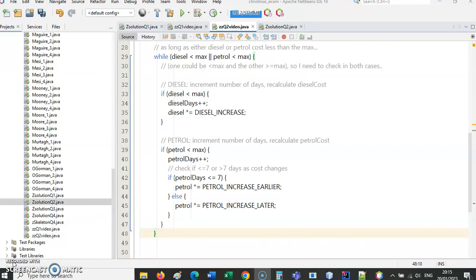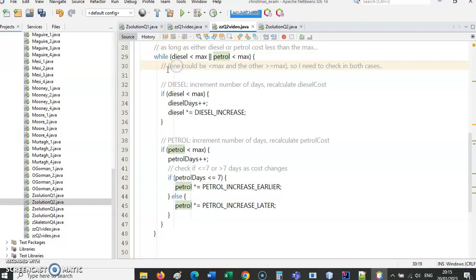So what happens inside our loop? As long as either diesel or petrol costs less than the maximum, 250 or whatever the user's typed in, okay, so there's my condition. If diesel is less than max or petrol less than max, what I then need to do is basically work out the new value for diesel and petrol and increment the number of diesel and petrol days inside this loop. Okay, you can see all that is happening inside that loop there.